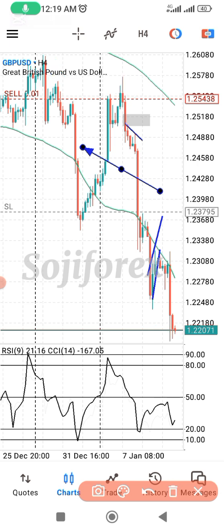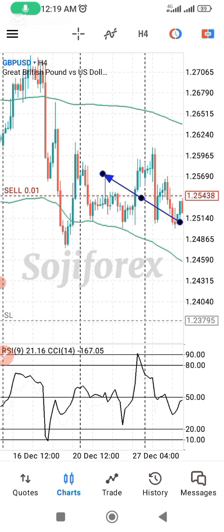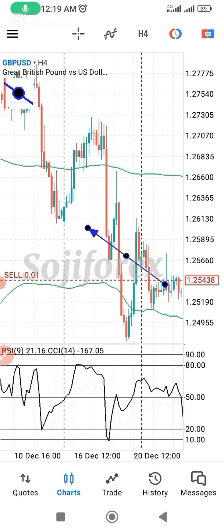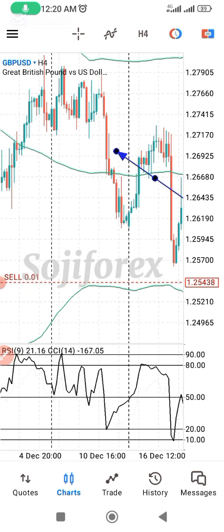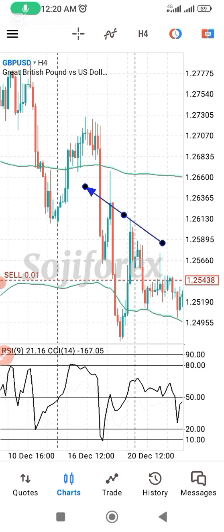Now another way, which is my own personal way to simplify how you can identify the trend of this market, is by the use of the middle Bollinger Band. Now this green line is the lower Bollinger Band, while this middle line is the middle Bollinger Band. How do I use this? Anytime price is above the middle Bollinger Band, just as you are seeing, it means you are in an uptrend, and when price is below it, we are in a downtrend.